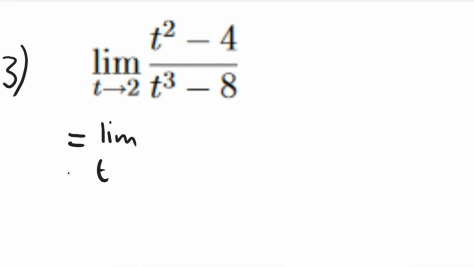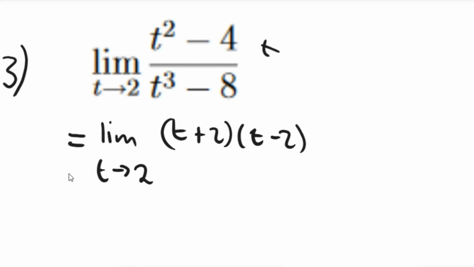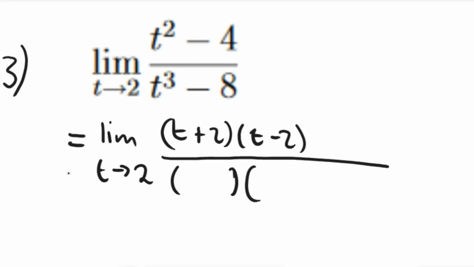as t goes to 2 of t plus 2 times t minus 2. We have a difference of two squares there, on top. And at the bottom, what we have is a small bracket and a bigger bracket. Now that's how you produce those factors. On the first bracket, you want to take this value as it is. You want to say it was t cubed minus 2 cubed. That is the value, right?